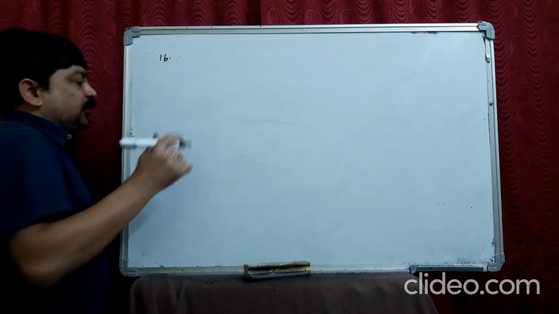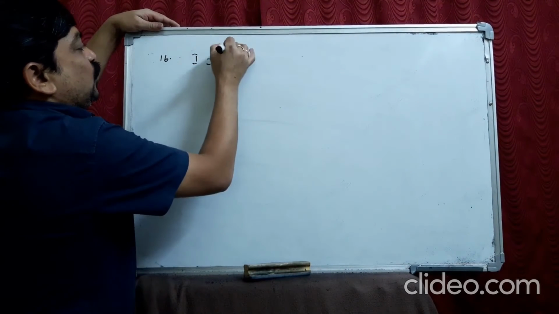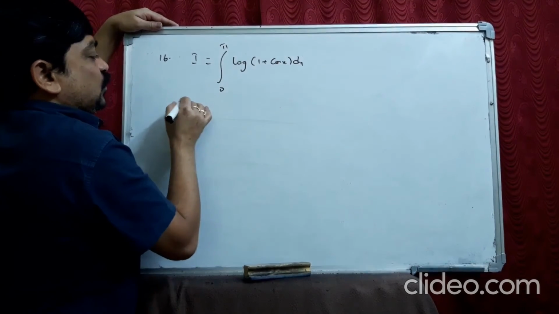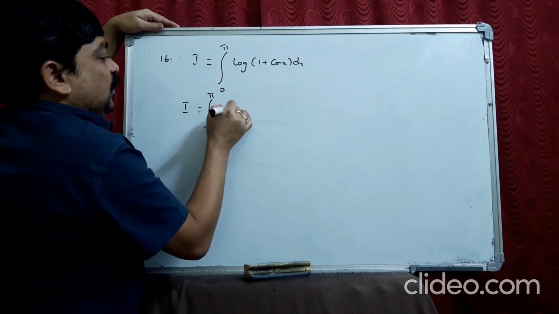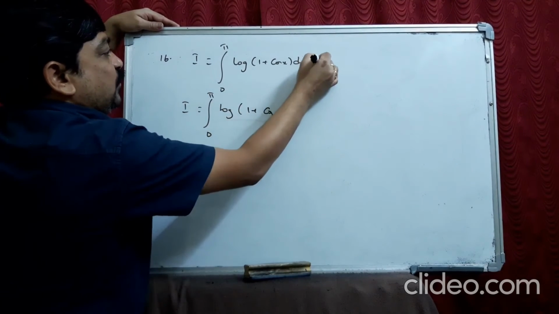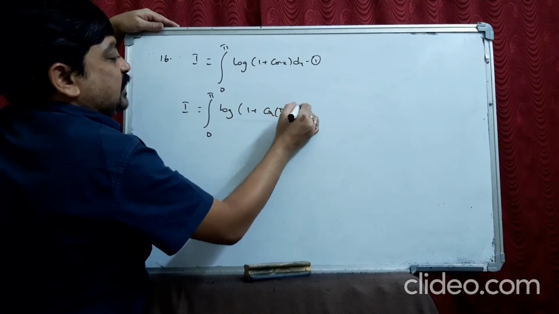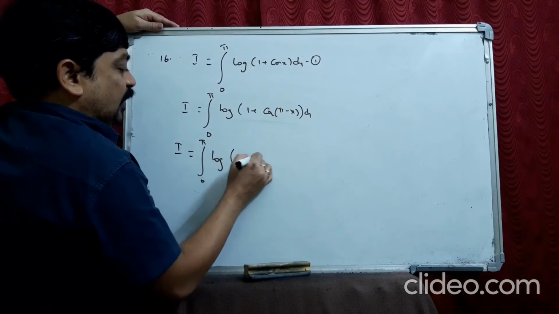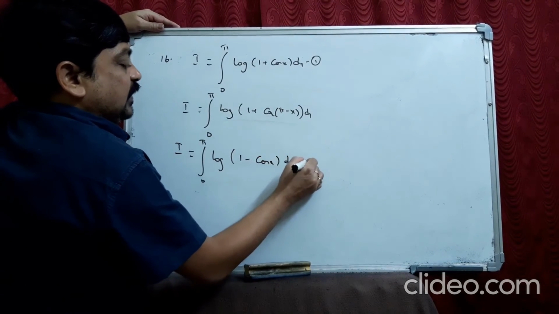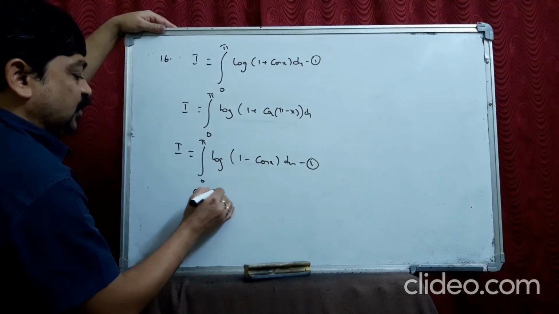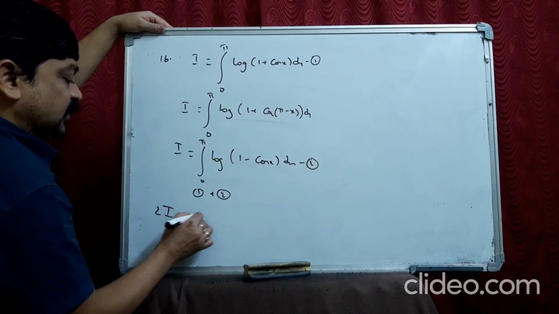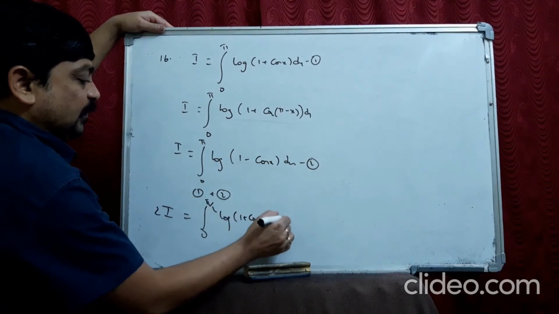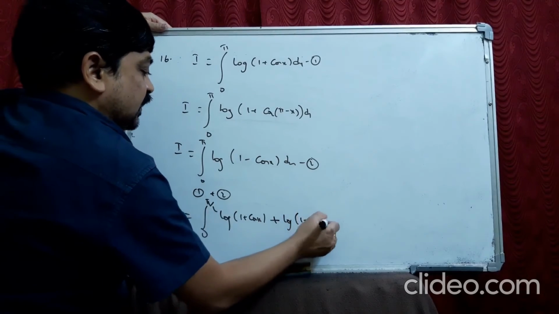Now look at the 16th question. Integration 0 to pi log of 1 plus cos x dx. So let us apply the property. It becomes log of 1 plus cos of pi minus x dx. So it becomes 0 to pi log of 1 minus cos x dx. This is 2. If I add 1 and 2, it becomes 2I is equal to 0 to pi, log 1 plus cos x plus log 1 minus cos x dx.